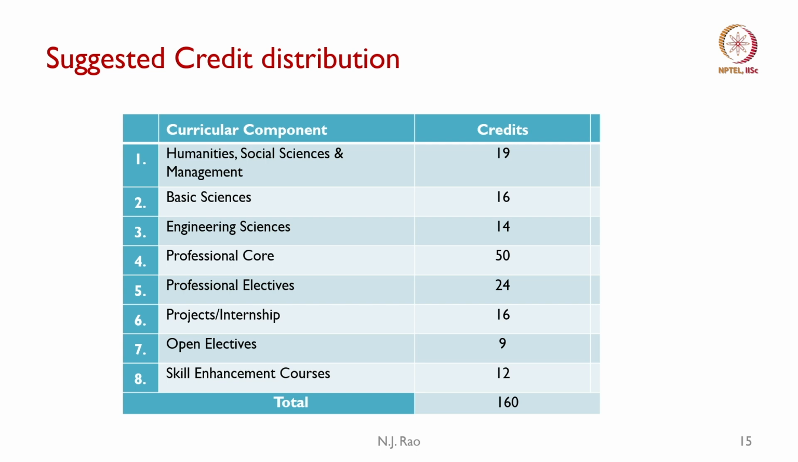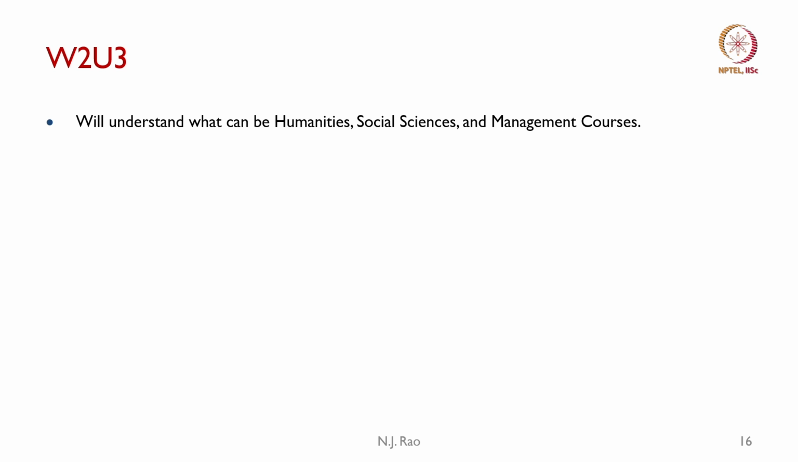Now what happens, we are not insisting that these numbers have to be adhered to, but should not deviate too much from here. Then the spirit of the whole engineering program design will disappear. Okay. Now we will look at each one of these curricular components. The first one is Humanities, Social Sciences and Management. And in the next unit, we will look at what kind of courses can be considered to be offered in this. Thank you very much for your attention.